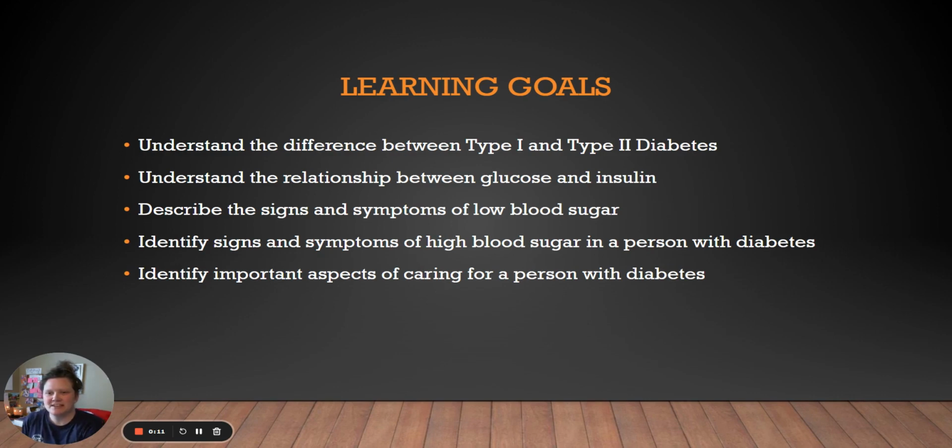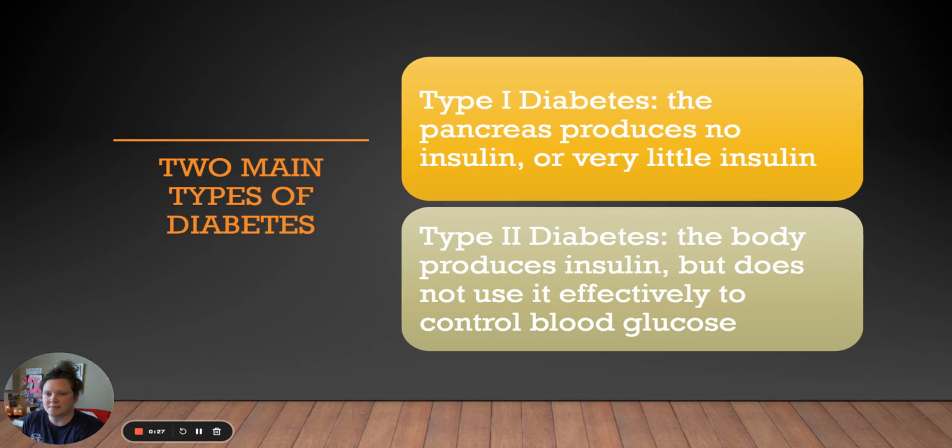We'll talk about a few different things, like the difference between type 1 and type 2 diabetes, the relationship between glucose and insulin, and the signs and symptoms of blood sugar that's too low or too high, and then we'll talk about some important aspects of caring for a person who has diabetes.